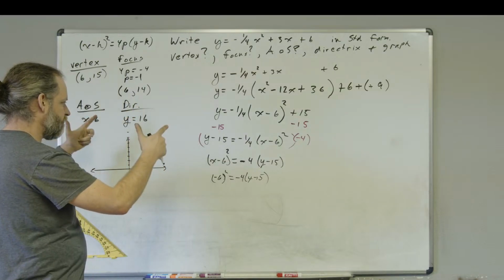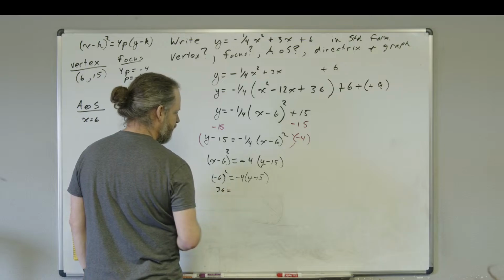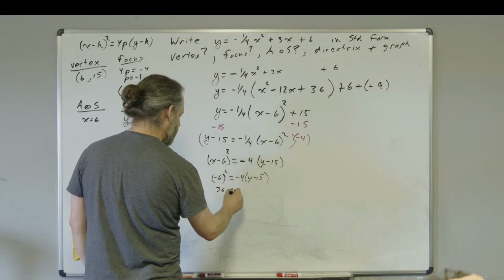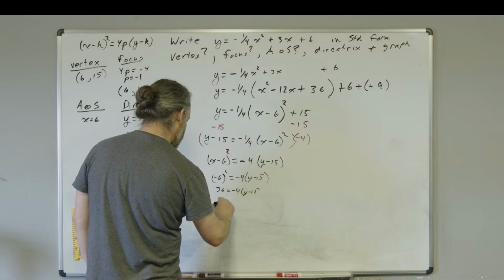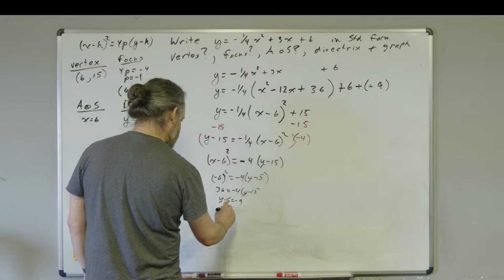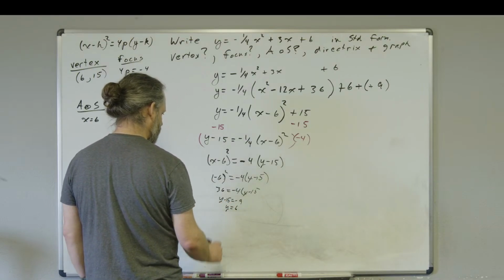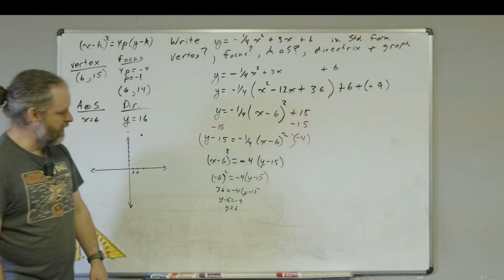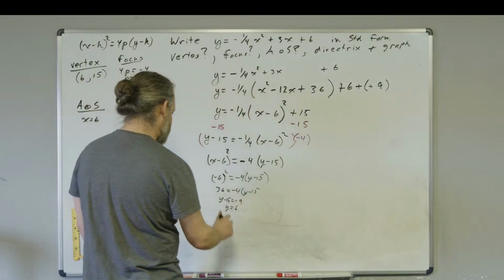So anyway. What's negative 6 squared? 36, divided by negative 4. So y minus 15 equals negative 9. Add 15 to both sides. We end up with y equals 6. Yep, positive 6. So we have the point.